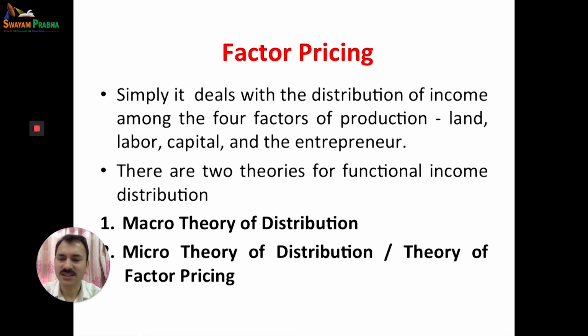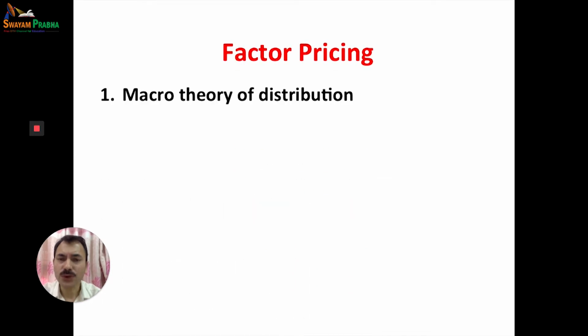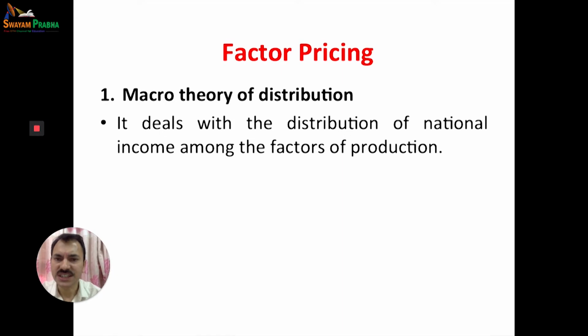We have already discussed in an earlier module what macro is. Macro is taken from the Greek word macros, M-A-K-R-O-S, which means large, aggregate, whereas micro is small, individual. In macro, we discuss the whole of the country, aggregates, the total sum. Macro theory of distribution deals with the distribution of national income among the factors of production.